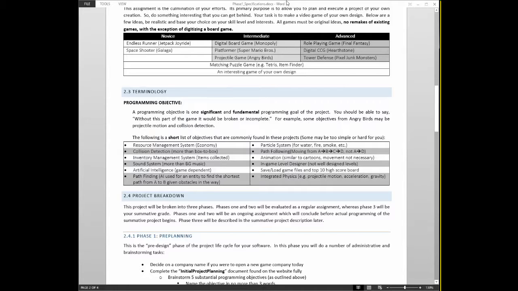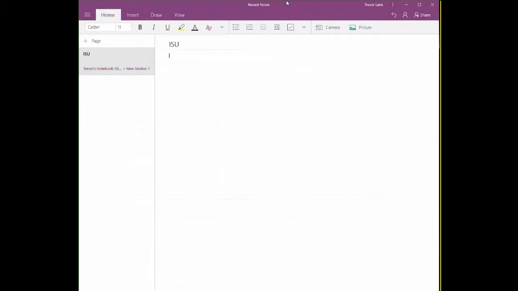So the first one we're going to look at is one called resource management system. Now a resource management system, or an economy, is something that we see in a lot of games like real-time strategy games like Command and Conquer, but we also see it in games like Tower Defense. So imagine a game where you have to collect certain resources. So you might see something, let me just get my pen going here. Let's change our color to black.